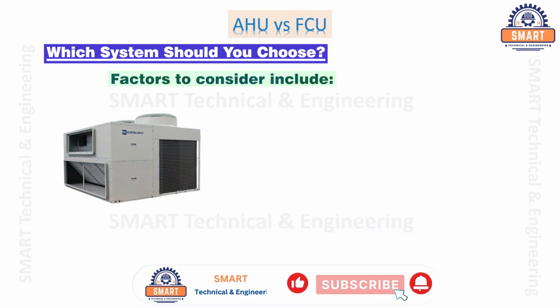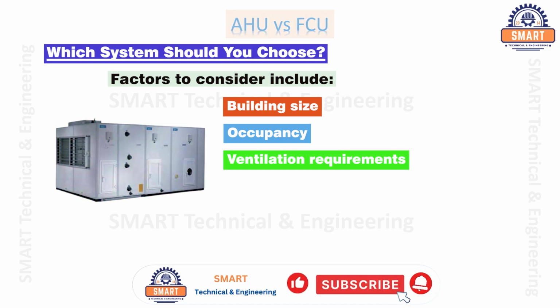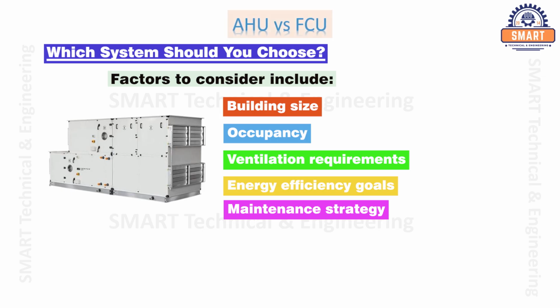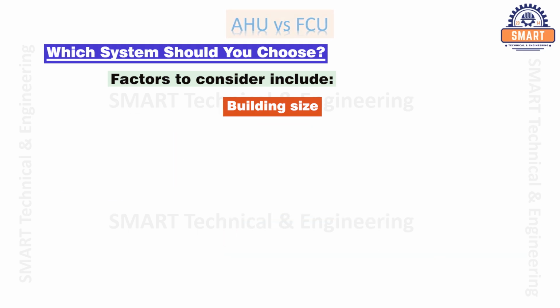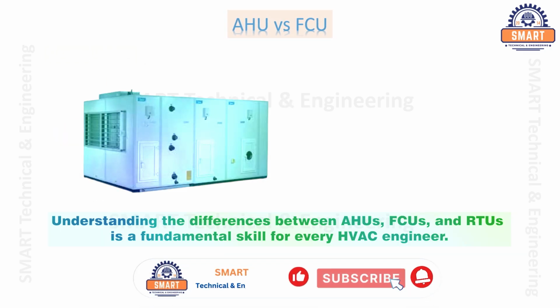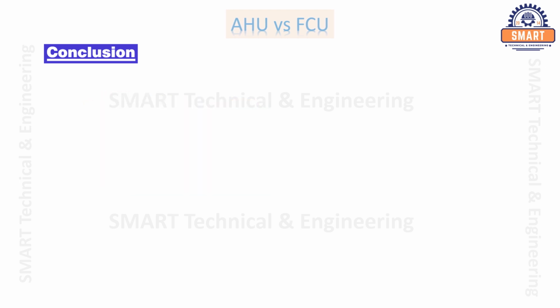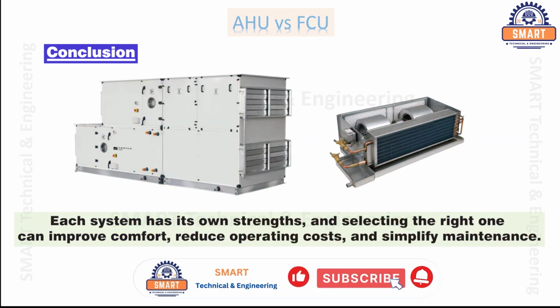Factors to consider include building size, occupancy, ventilation requirements, energy efficiency goals, maintenance strategy, budget, and available installation space. Understanding the differences between AHUs and FCUs is a fundamental skill for every HVAC engineer. Each system has its own strengths, and selecting the right one can improve comfort, reduce operating costs, and simplify maintenance.